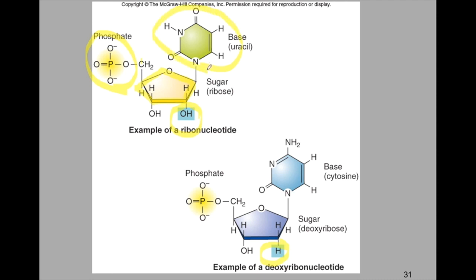So since this is a ribonucleotide, they used uracil. This is what uracil looks like. A deoxyribonucleotide is the exact same thing. The only difference is which nitrogenous base is bound to it. In this case, it's cytosine, and it's missing that oxygen. Otherwise, it's the exact same molecule. It's very similar.